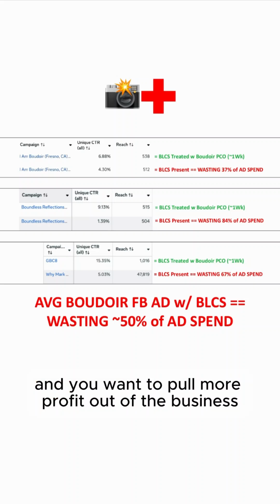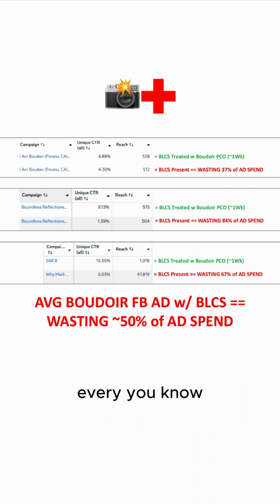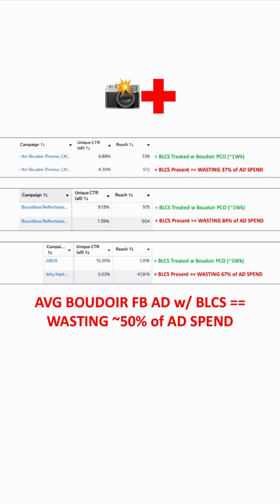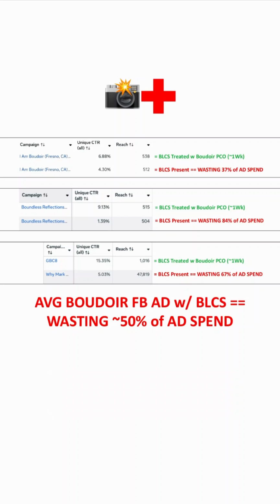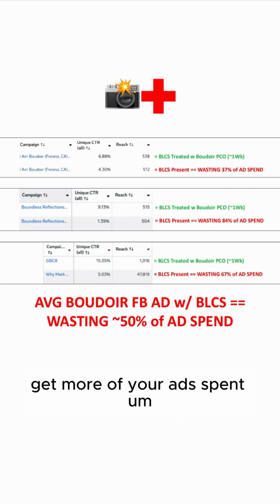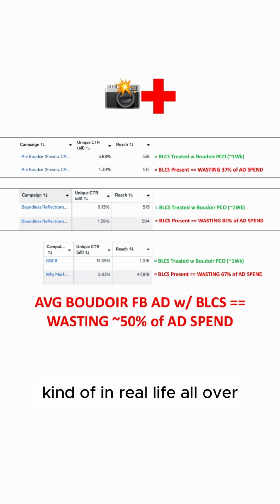and you want to pull more profit out of the business because more boudoir photographers are entering the market every day. Seems like when someone gets a new camera or a new iPhone, they're joining all the mom groups, offering the $50 shoots. But you want to pull more profit out, get more optimized, get more out of your ad spend. Because price is going up for everything, in real life all over.